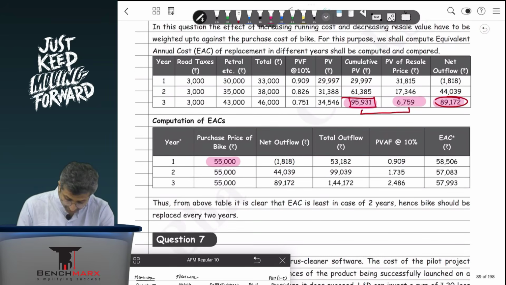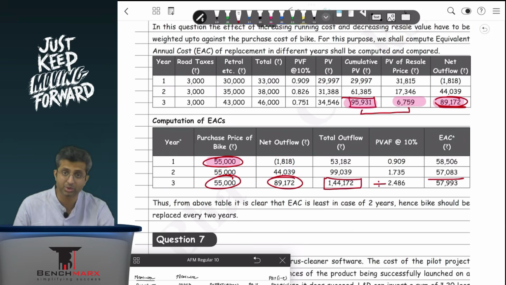cost. So 55,000 is the cost of the new bike, and another, let us say, 89,172 you are incurring. So this is 1,44,000, but this is for 3 years. So you divide by the PVF for 3 years and hence get 57,993.